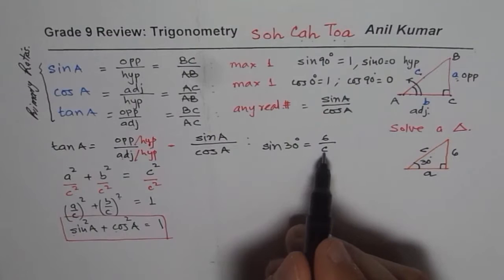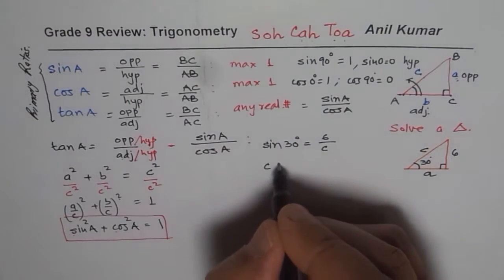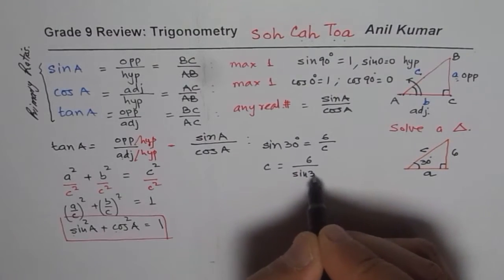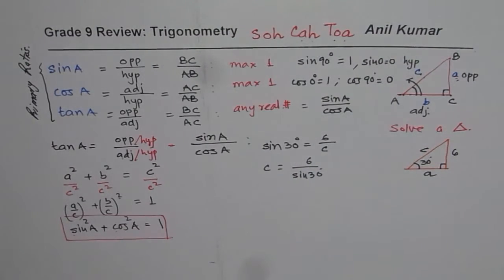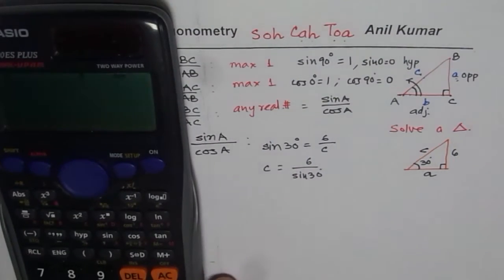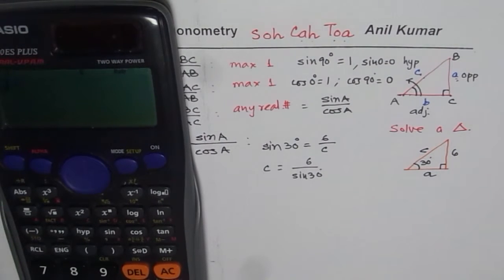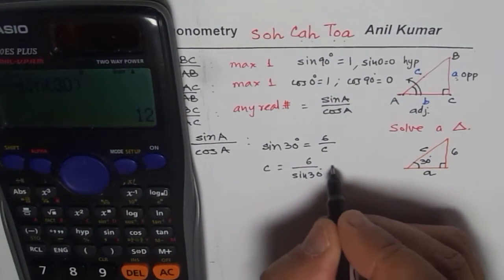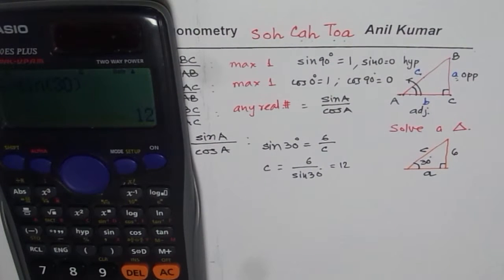From here we can find what c is. So c is equal to 6 divided by sine of 30 degrees. We can use a calculator to find the answer. The setting should be in degrees. 6 divided by sine of 30, bracket close, equals 12. So that gives a hypotenuse of 12.